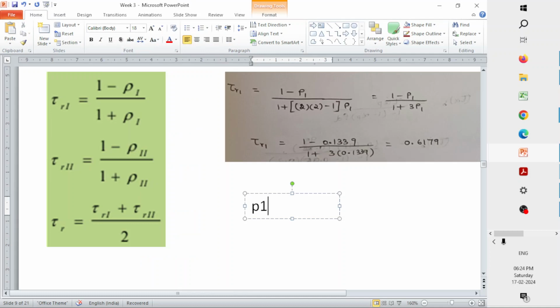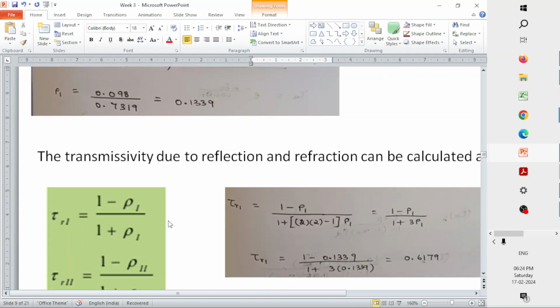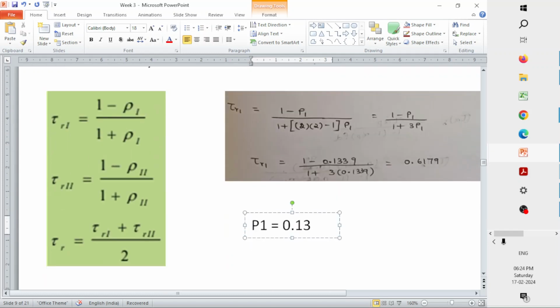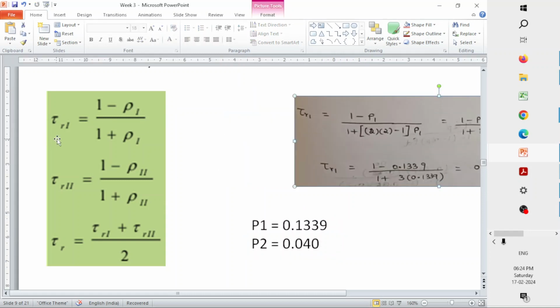I'll just write rho 1 is equal to 0.1339 and rho 2 is equal to 0.040. This is again about substitution. I guess you can get the value of tau r1 and tau r2. This is the formula, and I think this is just calculation, so you can let me know.